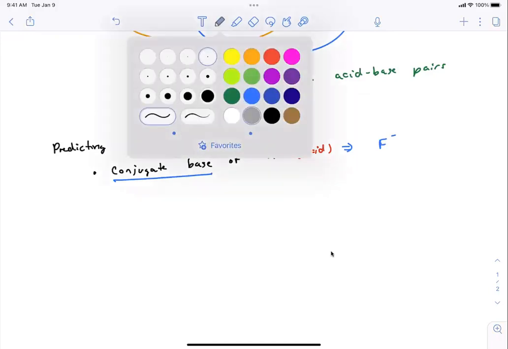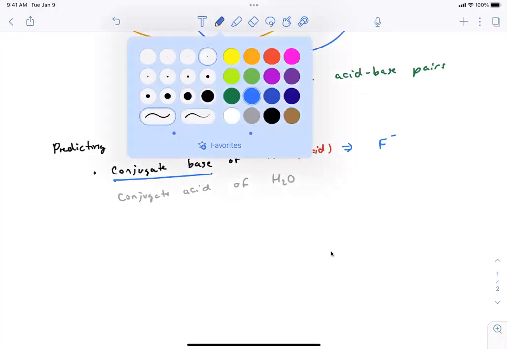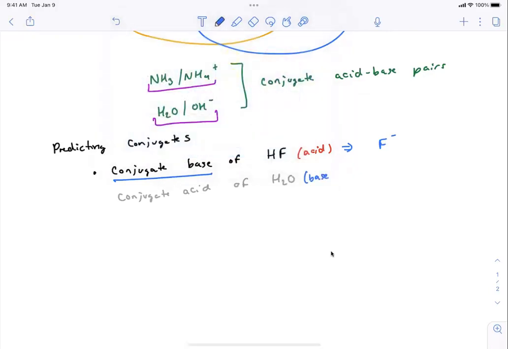Okay. Conversely, if I ask for the conjugate acid of, let's say, water, that means water's acting as a base or accepting a proton, which then means that the conjugate acid would be H3O plus.